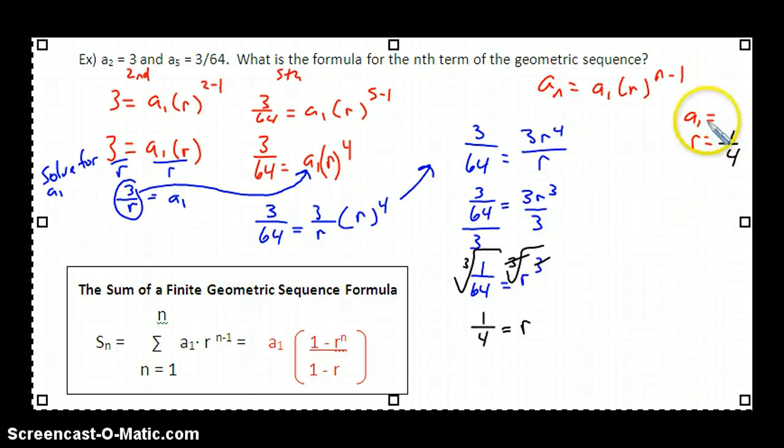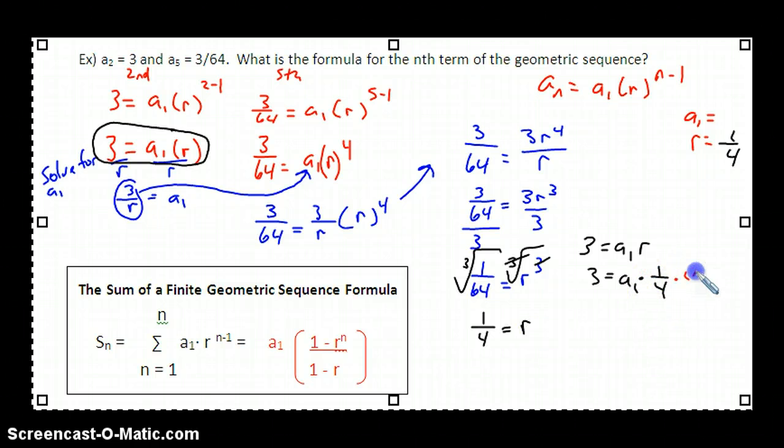I can find now the first term of the sequence by going back and plugging into this equation here that I wrote in red, plugging in an r equals 1/4. So if I do that, I'll do that over here, into this equation, plugging in an r of 1/4. So to get rid of the 1/4, I'll times by 4, and I should get the first term of my sequence then to be equal to 12.